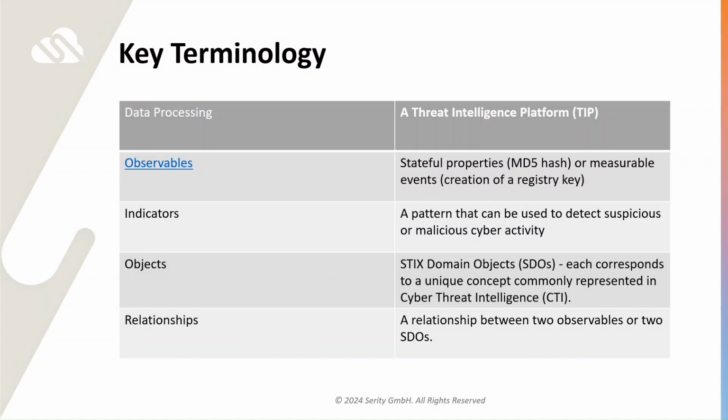In this section, it's important to understand some key terminology used in a Threat Intelligence Security Center workspace. We need to know what the data processing looks like on a threat intelligence platform. What are the observables, which could be stateful properties like an MD5 hash, or measurable events, such as the creation of a registry key? What are the indicators? These represent patterns that can be used to detect suspicious or malicious cyber activity.